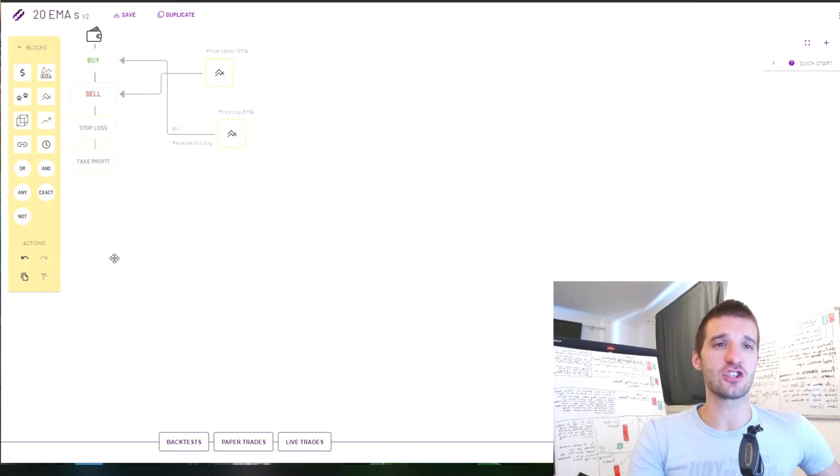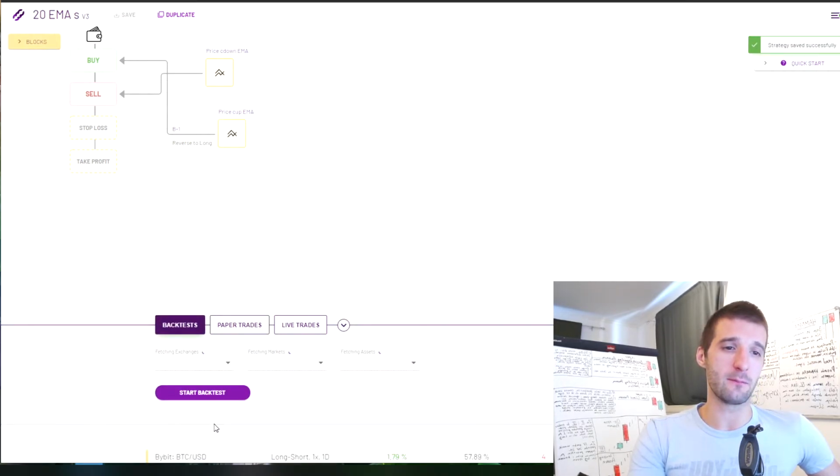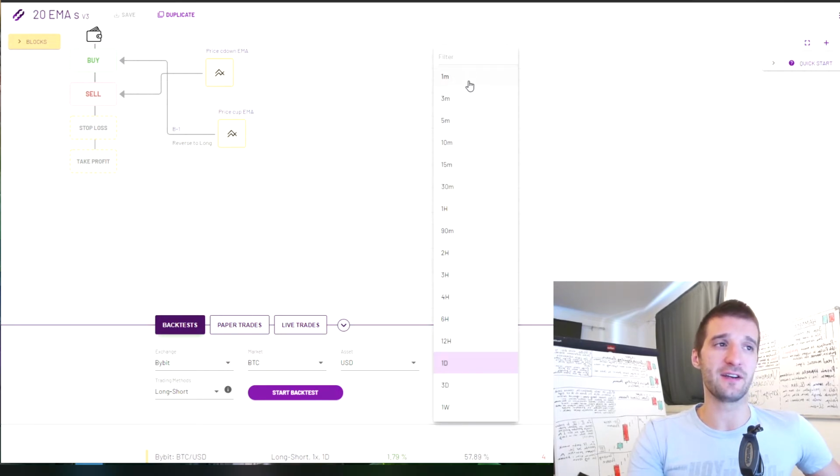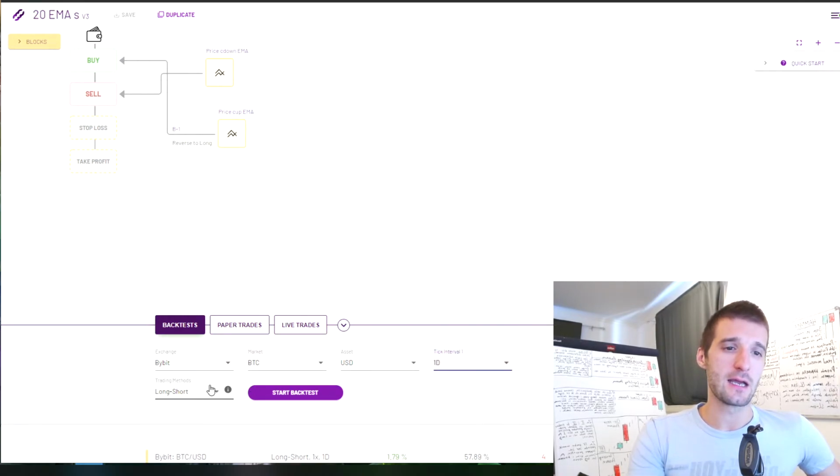Now, if you're not sure this strategy is going to work very well, we can go and backtest it over here. Strategy saved successfully, and we're going to click backtesting. So as you can see over here, Bybit, market is BTC USD, ticker interval is 1 day. You can also check on the other minutes, other time frames if you want, but right now we're just going to do it on one daily chart. We're going to long to short position because we have both of them, and we're going to start backtesting. And right now we are waiting.